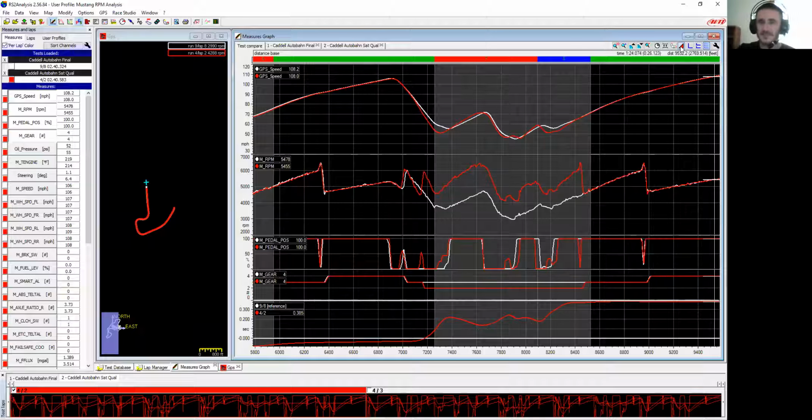Another thing I like to do, using the delta function again, is I want to know how much time or distance was there between where the driver got to full throttle out of turn 10 and when they did their first upshift. So if you think about it for a minute, if you're in a gear that's too low, you're going to get to full throttle and pretty much immediately pull a shift. And if that's the case, it's likely to be the higher gear.